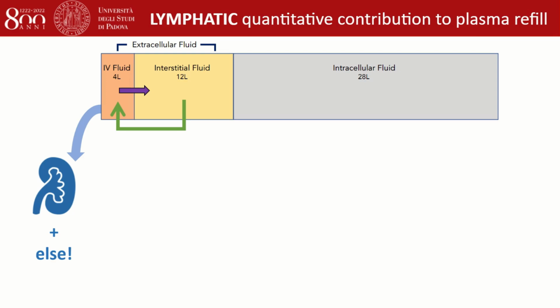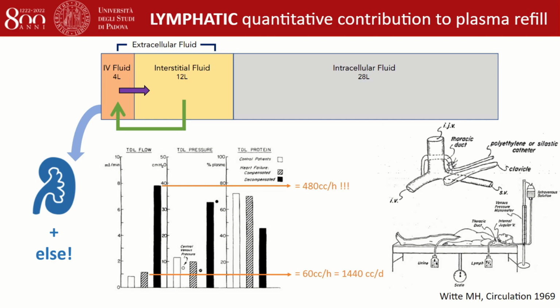In order to really appreciate the quantitative relevance of this, I would show you the data from these very old studies performed in humans, where people cannulated the thoracic duct, and they realized that even in control patients or compensated heart failure patients, the amount of drainage of fluid through that thoracic duct during the day was in the order of 60 cc's per hour, which is really in keeping with a normal urine output for a normal subject. And if the subject was in a condition of decompensated heart failure, that value increased much, much more.